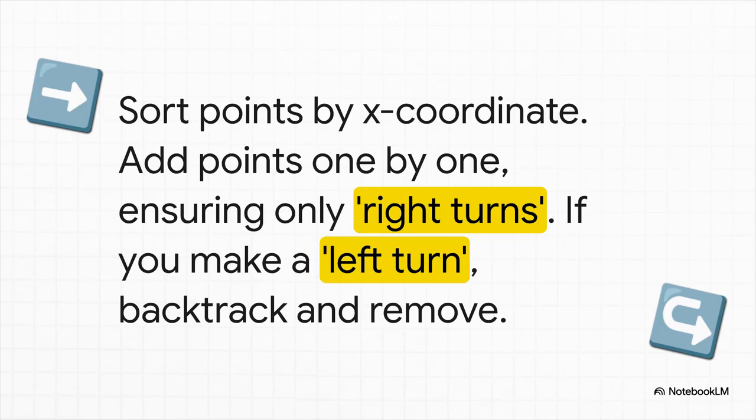The rule is simple. As we add points to our hull, we must always be making right turns. If adding a new point forces us to make a left turn, that's a problem. It means we've created a dent, and the previous point we added wasn't actually on the outer edge. So we have to backtrack. We pop that last point off the hull and check again. We keep doing this until our path is only making those nice, outward right turns.